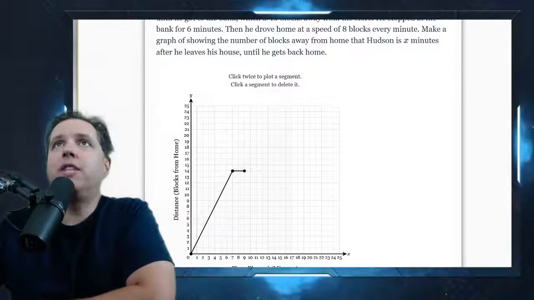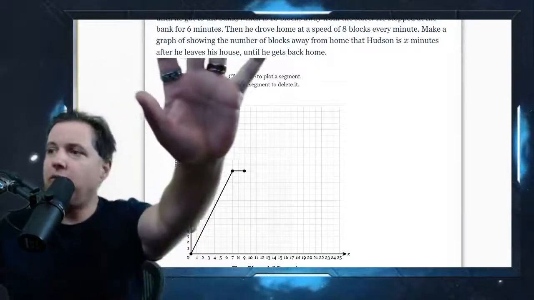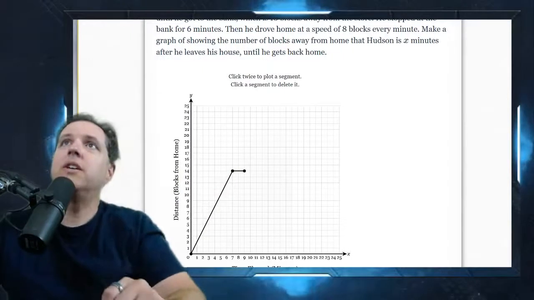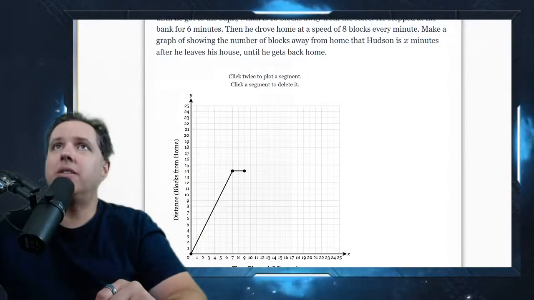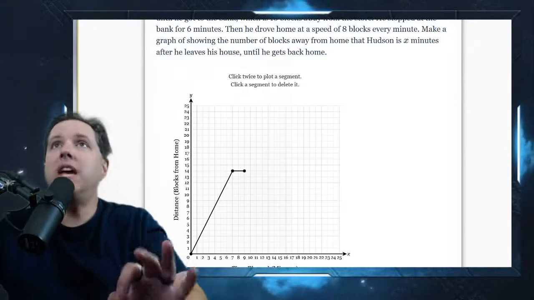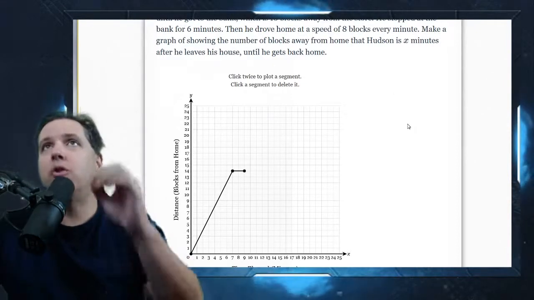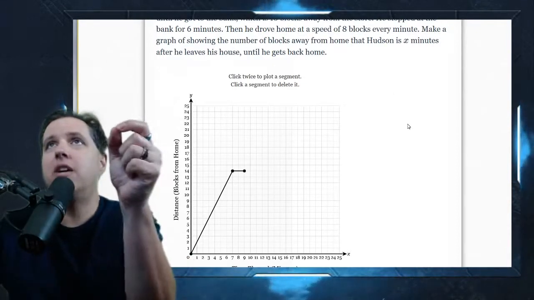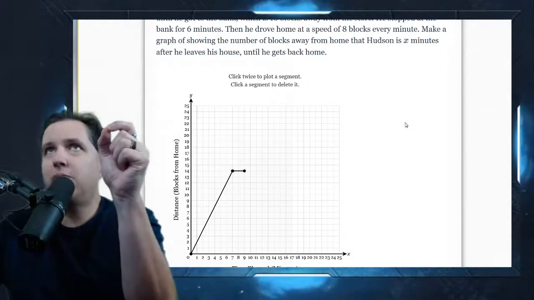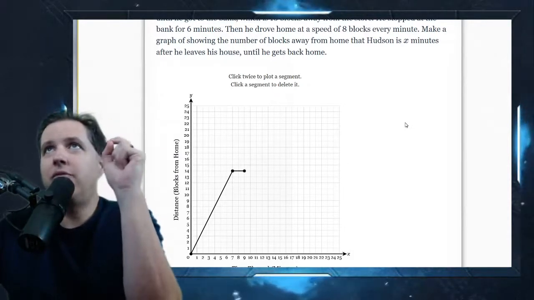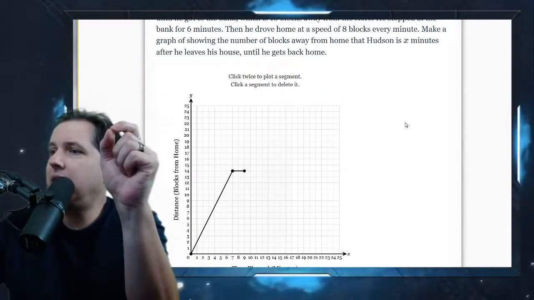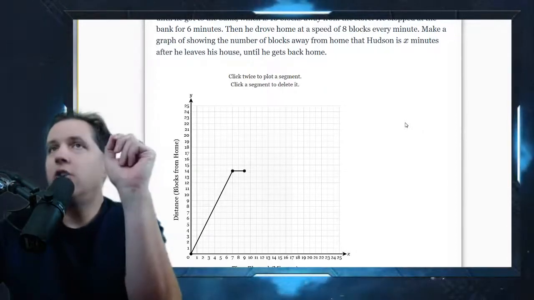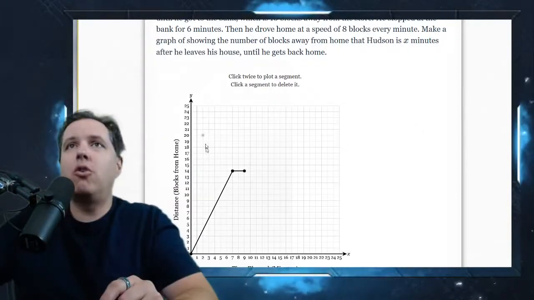From there, he drove in the same direction, so we're still going away from the house, at a speed of 5 blocks per minute until he got to the bank, which is 10 blocks away from the store. So we're going an additional 10 blocks away, but we're doing it at 5 blocks per minute. If I'm traveling 5 blocks per minute and I go 10 blocks, how long did that take me? 2 minutes, right? So I'm going to go over another 2.